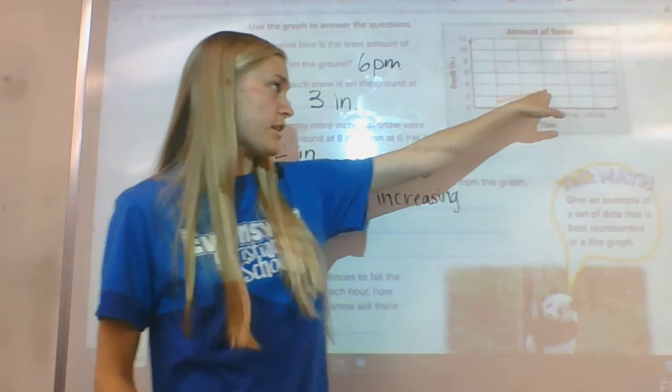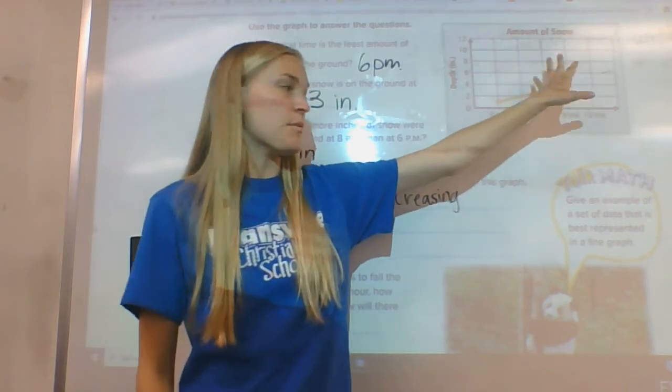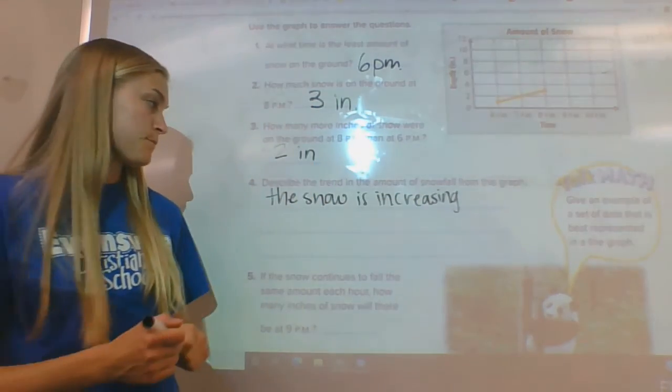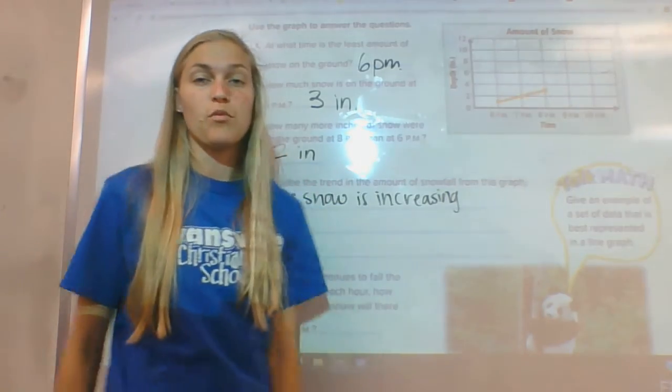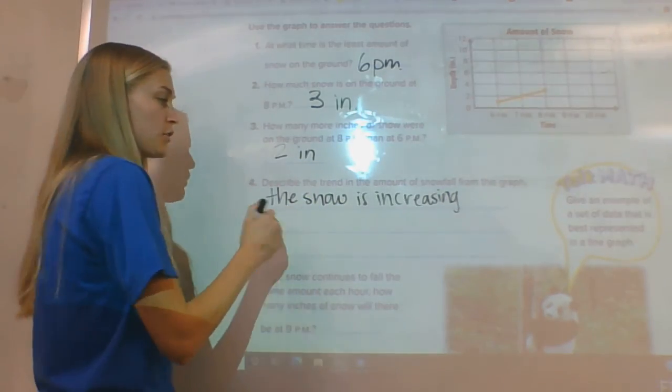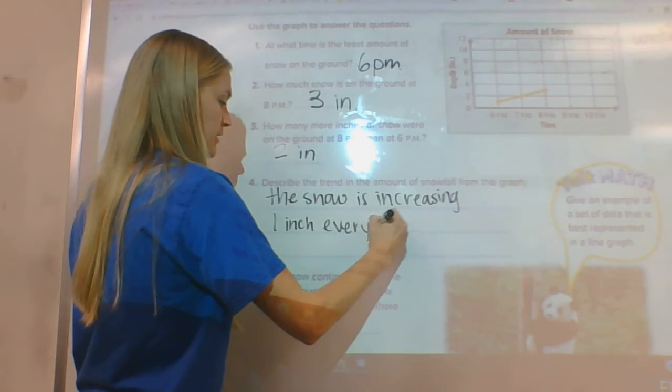So it's easy to see that over these 2 hours really, 7 p.m., 8 p.m., that the snow has increased. But how has it increased? Well, every hour it increases 1 inch. So the snow is increasing 1 inch every hour.